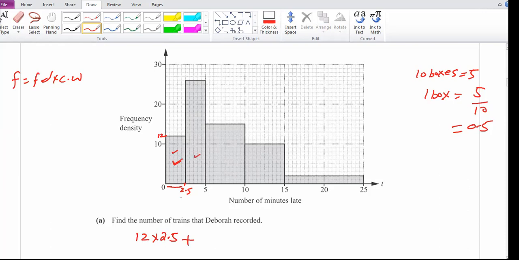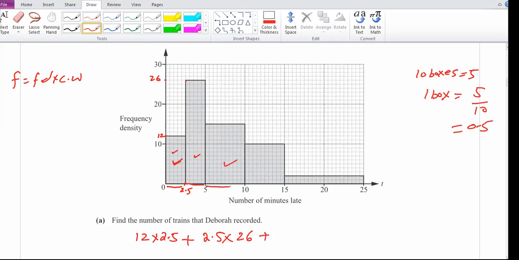How many for this one? What is the width of this one? The width of this one is also 2.5, 2.5 multiplied by the frequency density. What is the frequency density for this one? This number is 26. It means 2.5 into 26, plus now take this one.